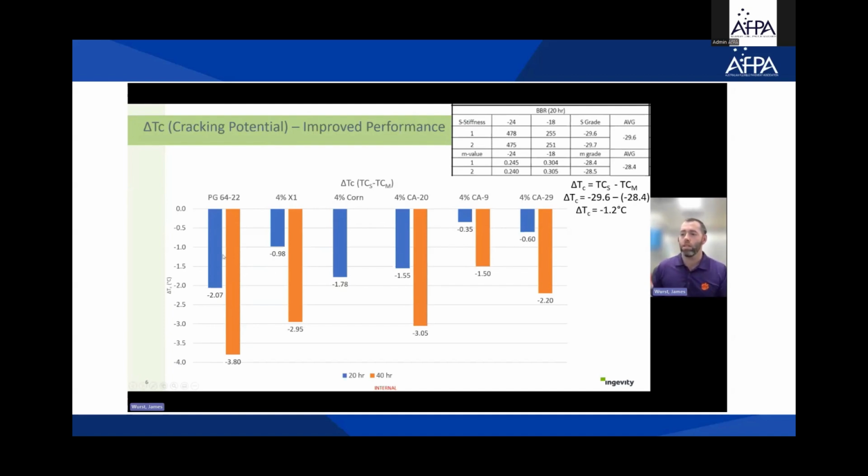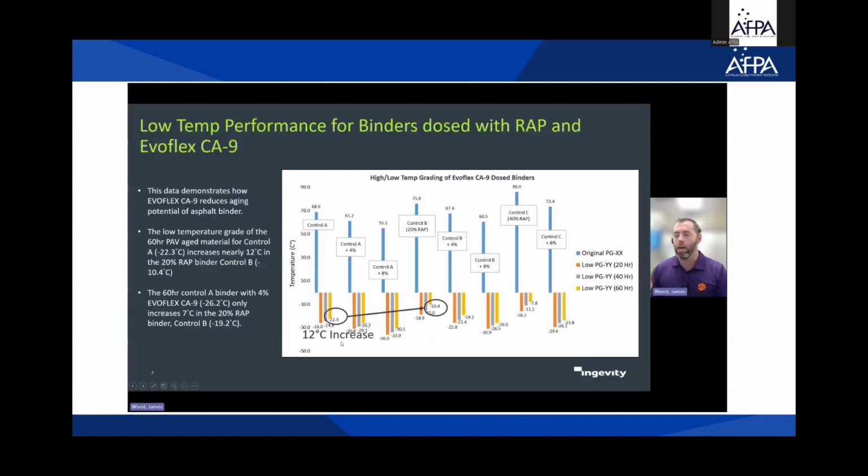So you can see the Delta Tcs here. More negative is worse. Depending on how much you age it, but at least in the 40-hour, we want to stay above -5. All these are decent binders, but you can see as you add these additives, you increase the Delta Tc and reduce your cracking propensity. This is just in here for comparison: 4% corn oil, to show what this would do. You can see all these engineered additives are doing a lot better at inhibiting aging in this metric.